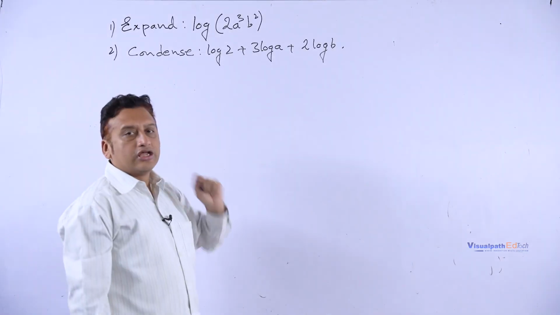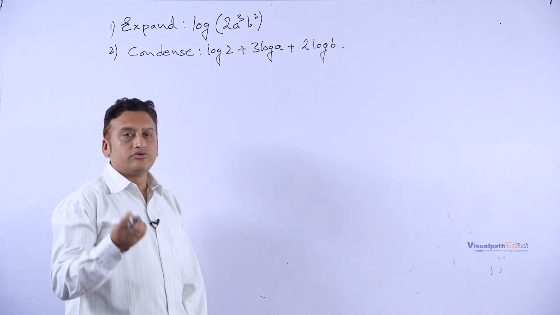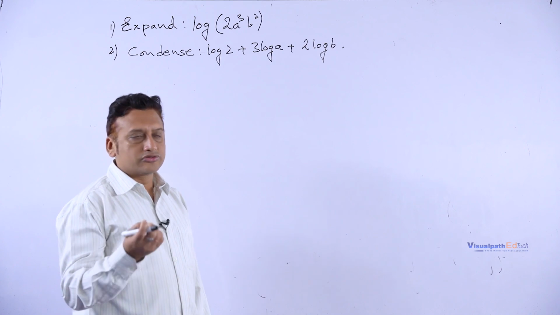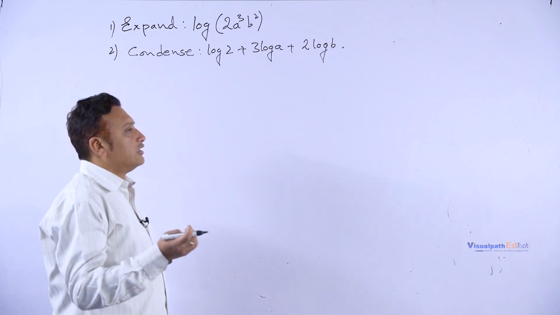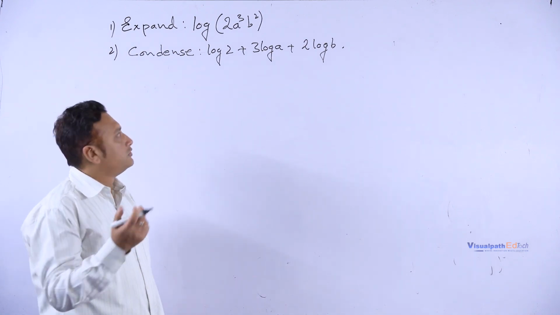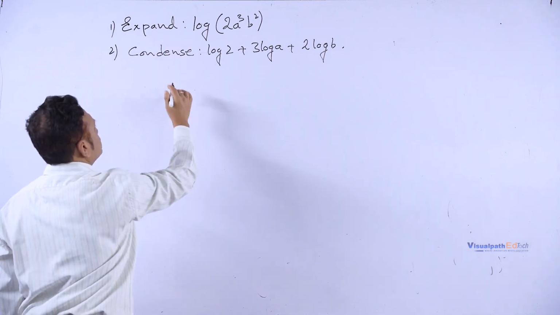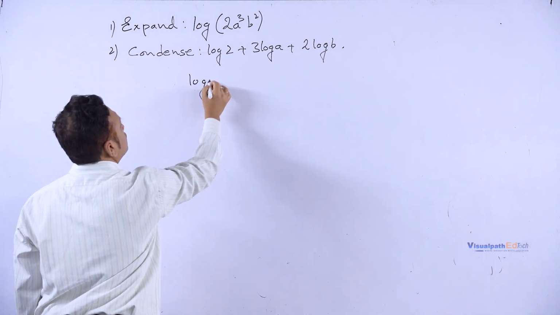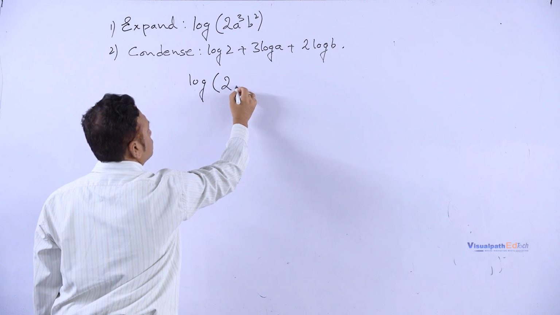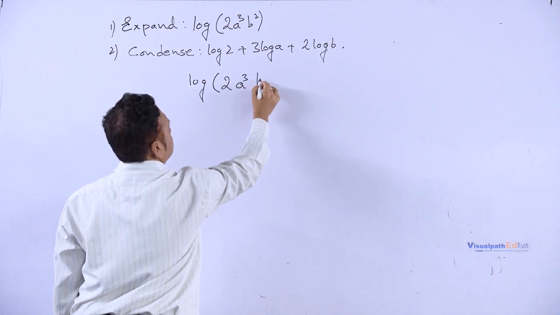Solve these two sums, and remember we are going to use the rules. We are going to use the product rule, quotient rule, as well as the power rule. First, we are asked to expand log of 2 a cube b square.